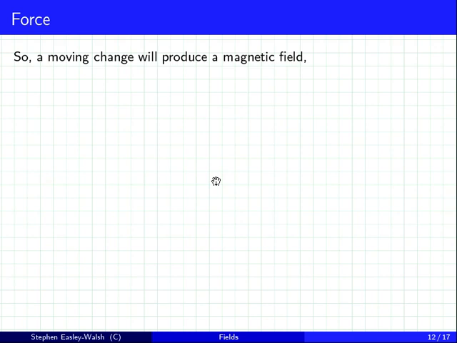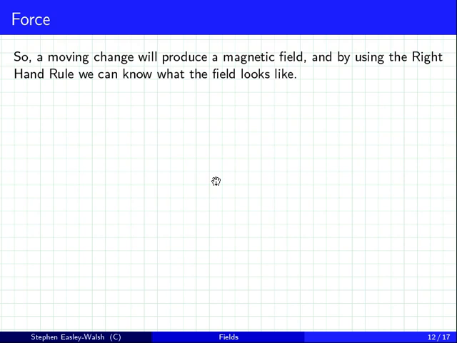So, we know a moving charge will produce a magnetic field. And by using the right-hand rule, we can know what the field looks like. So if I have a charge, a proton, and it moves from me to Zach, the magnetic field will be spiraling around like this as it moves towards Zach.